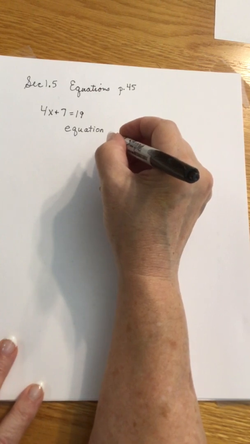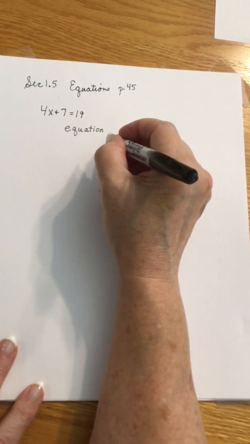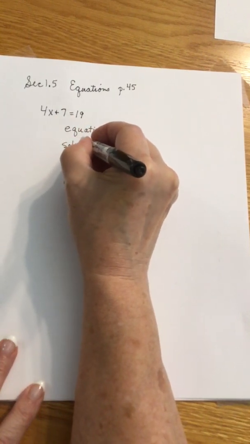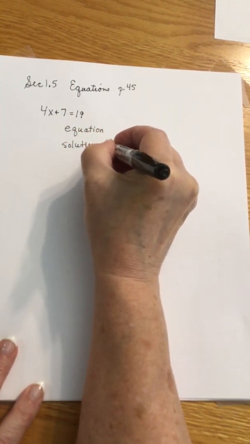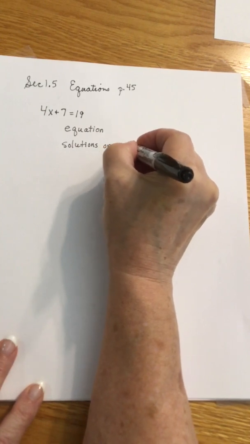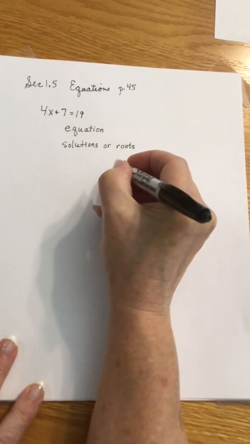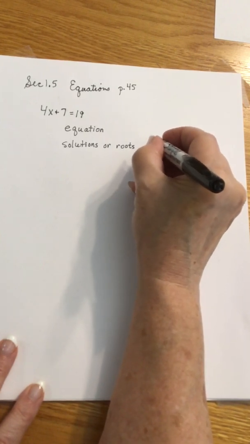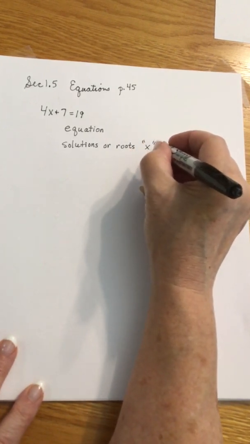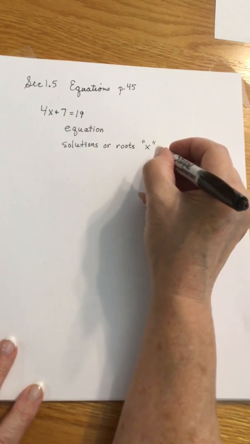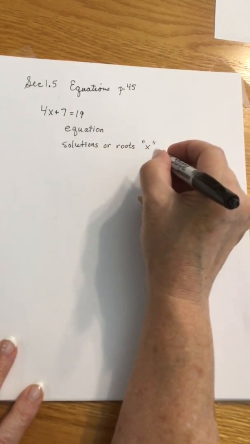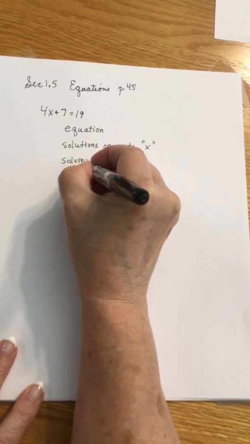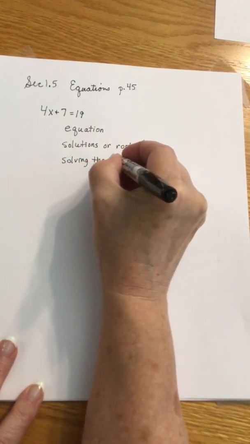The values for x that make up a true statement are called the solutions or roots. So this is the value for x, so what x is equal to, which makes it a true statement. The process for finding this solution or root is called solving the equation.